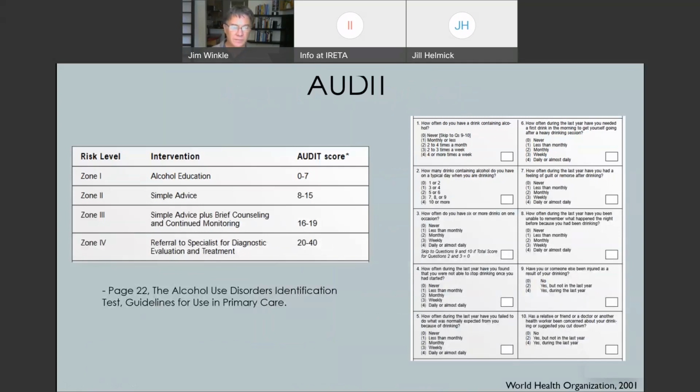Then there's the AUDIT. And this gets a little complicated. I'm not sure what to do about the AUDIT, and here's why. The story about the AUDIT is, when the guide came out in 2001 on how to use the AUDIT, it was a tool designed for everyone. The authors behind it, Babor and Higgins-Biddle, designed this or helped people use it in a way that was supposed to apply across countries. And remember, all these countries have different ideas on what a standard drink is, different levels of grams of alcohol.